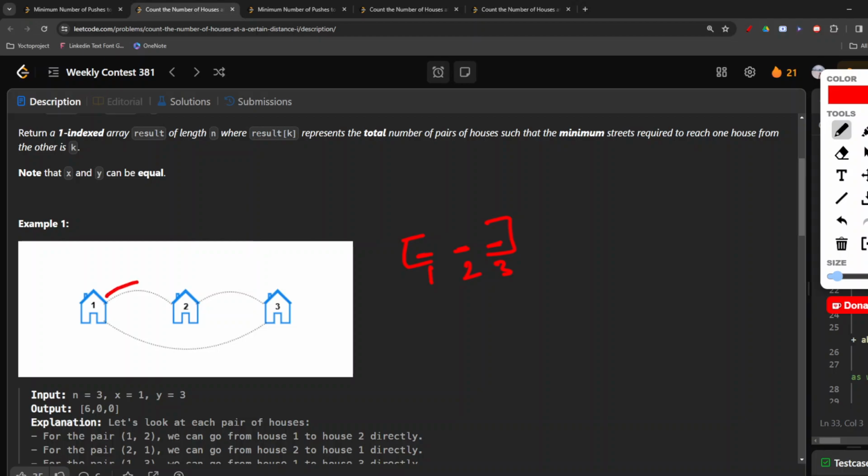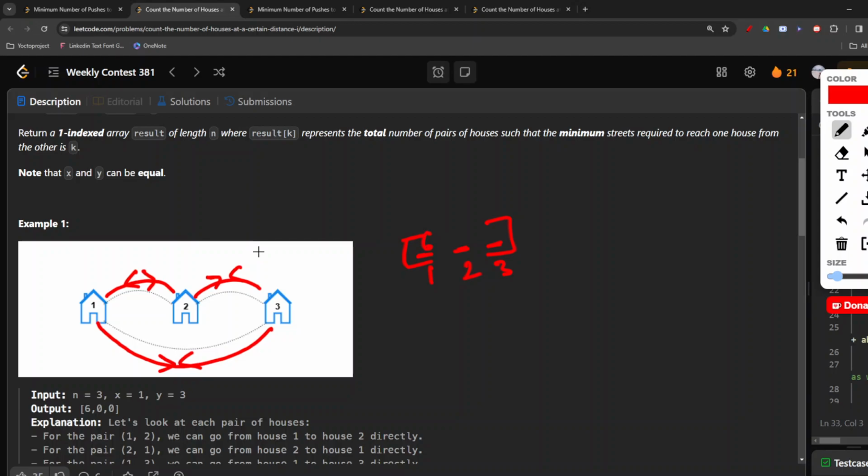So now here we can see this one, the distance is 1, here also distance is 1, here also distance is 1, and we can also go in both directions, right? So in that context, we have 1 to 2 and 2 to 1, meaning into 2, right? Then 2 to 3 and 3 to 2, into 2, 1 to 3 and 3 to 1, basically into 2, right? So that's why here we have 6 pairs.